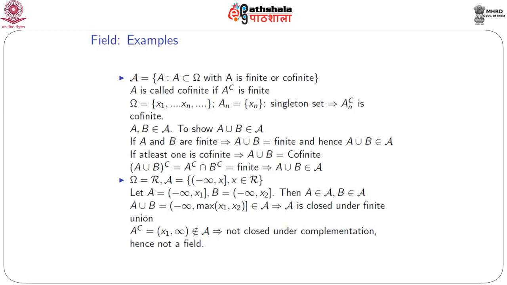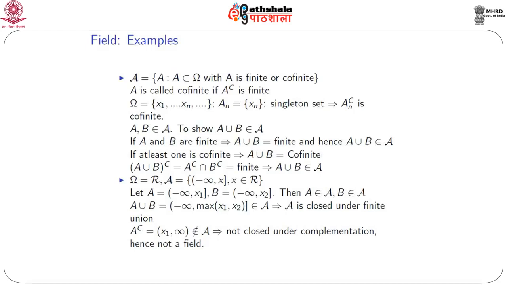So, A complement is cofinite. Now, suppose A and B are two sets belonging to script A. Now, we have to show that it is closed under finite union. That means A union B belongs to script A.